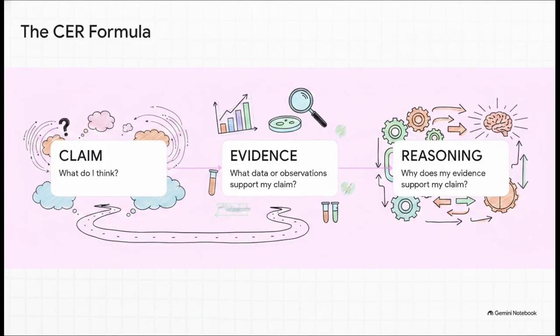So the whole CER formula flows super logically. Step 1, you state what you think. Step 2, you back it up with data. And step 3, you explain why that data makes sense scientifically. This 3-step flow is exactly how students learn to build robust, unshakable arguments that can withstand scrutiny. Claim, evidence, reasoning. It's a clear pathway from basic observation to absolute mastery of a topic.